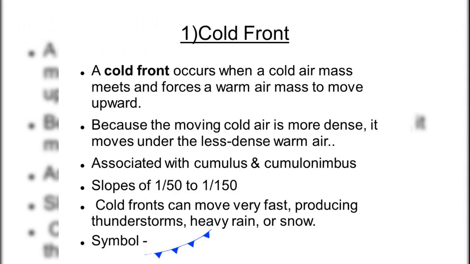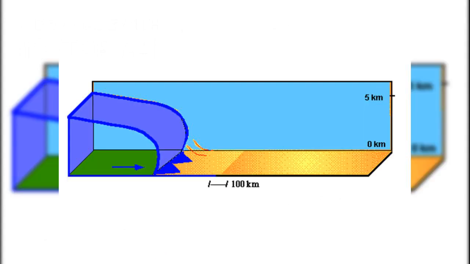A cold front occurs when a cold air mass pushes a warm air mass upward. This often leads to thunderstorms, heavy rain, or snow, as the denser cold air forces the warm air to rise rapidly. This diagram illustrates the movement of a cold front, showing how the cold air mass advances and forces the warm air to rise, leading to cloud formation and precipitation.